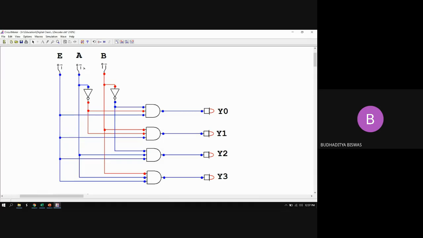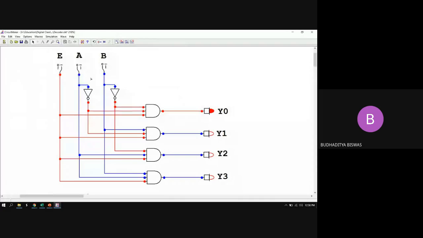So if I change the A and B value, whatever the A and B value, you see nothing is reflected as the output. All the outputs are 0 if I change the value of A and B, because the decoder is not enabled yet. Now, to enable the decoder, we should give 1 as the enable input. So the enable input is now connected to 1. Now the decoder works.